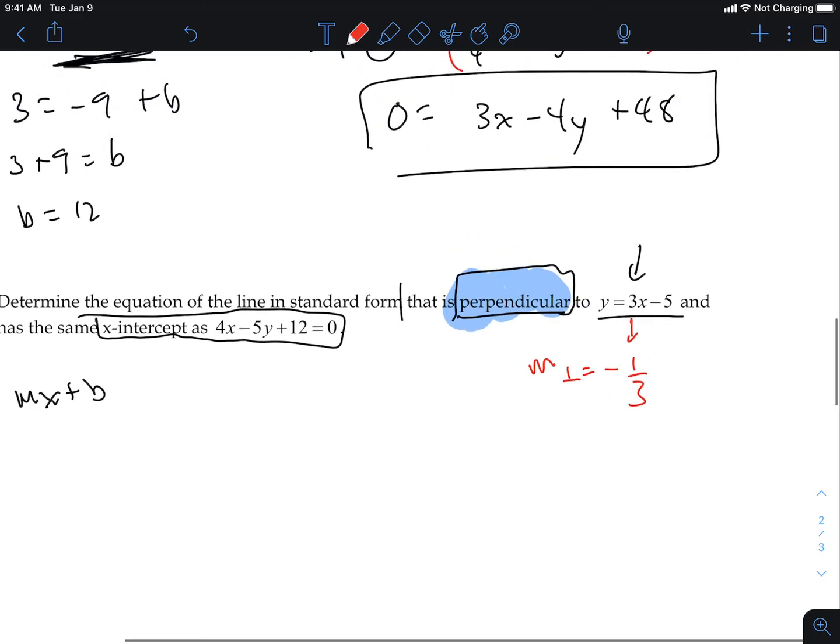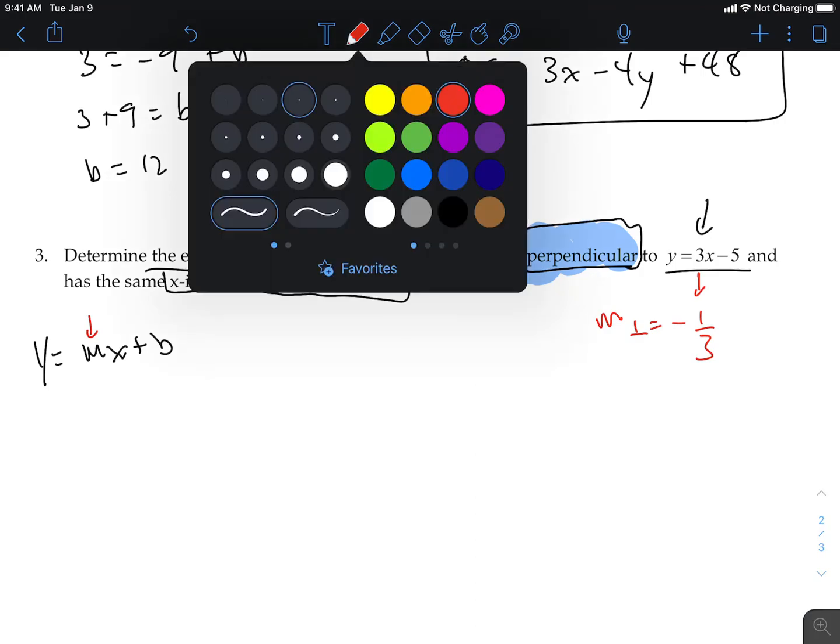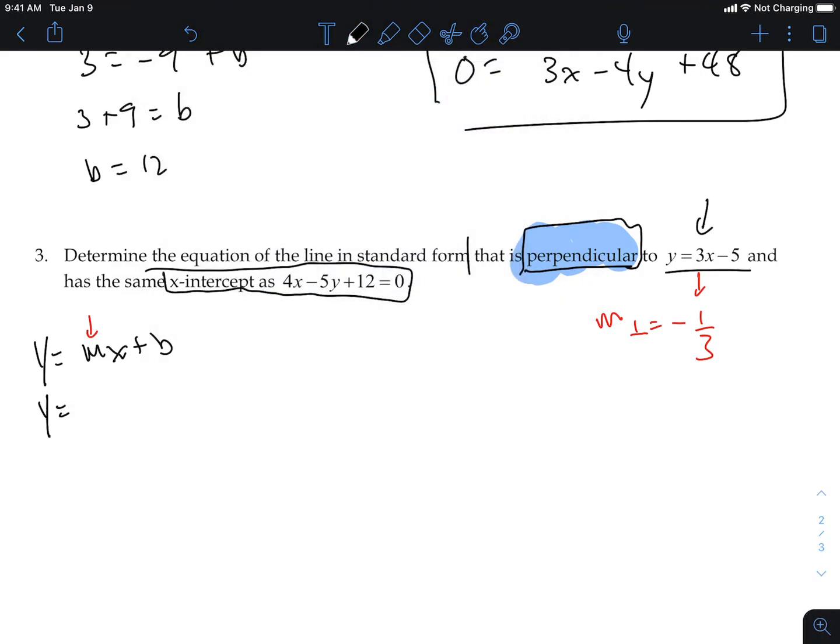Okay, so now I can put that in as a slope, because I'm just trying to build an equation based on the information that it tells me. So y equals negative 1/3 x plus b. Half of the question done. Here's the next piece. We keep reading. It tells us that it has the same x-intercept as this. How do I find the x-intercept from that equation?